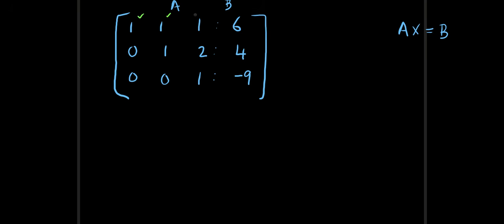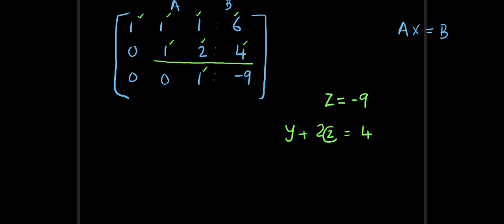X plus Y plus Z is equal to 6. The second equation is Y plus 2Z equal to 4. And the third equation is Z is equal to minus 9. So that's it. The value of Z equals minus 9. And then I'll write the next equation. Y plus 2Z equal to 4. But I already know the value of Z. So Y minus 18 is equal to 4. So Y is equal to 22.